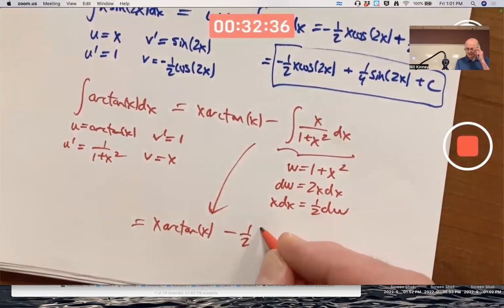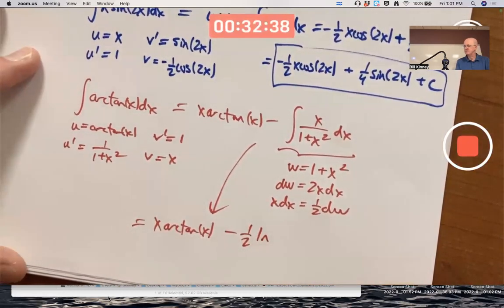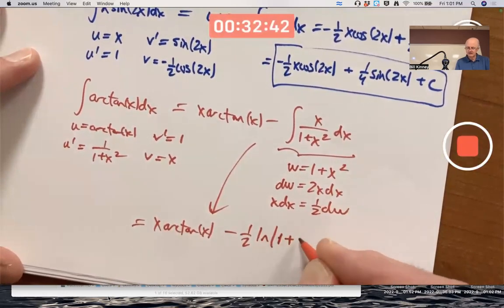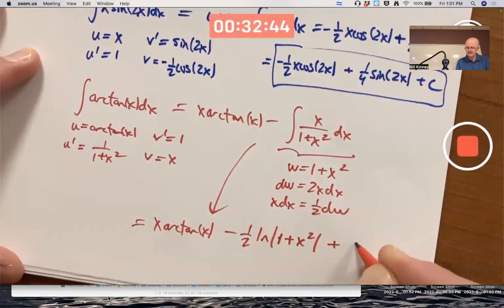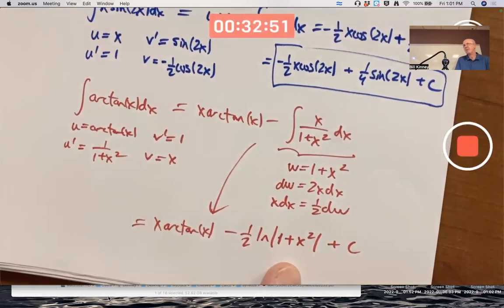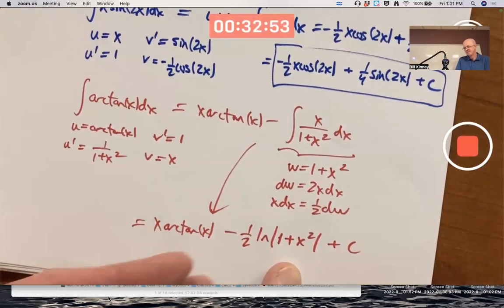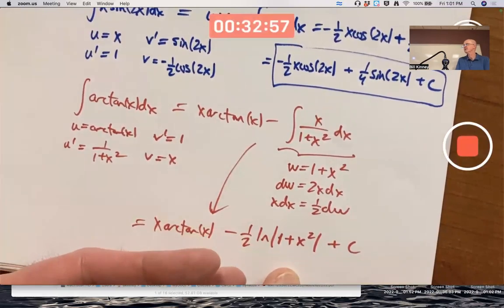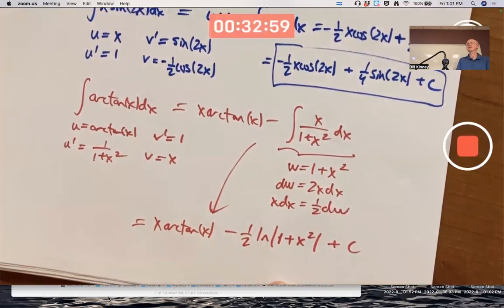Integrating 1 over w gives you natural log of the absolute value of w. Replace w with 1 plus x squared. And I could write the answer this way. In general, you need the absolute value signs like you see here. But in this example, you actually don't, because when x is a real number, 1 plus x squared is positive. So I don't really need those absolute value signs there, but it doesn't hurt to keep them there. So to play it safe, you might as well.